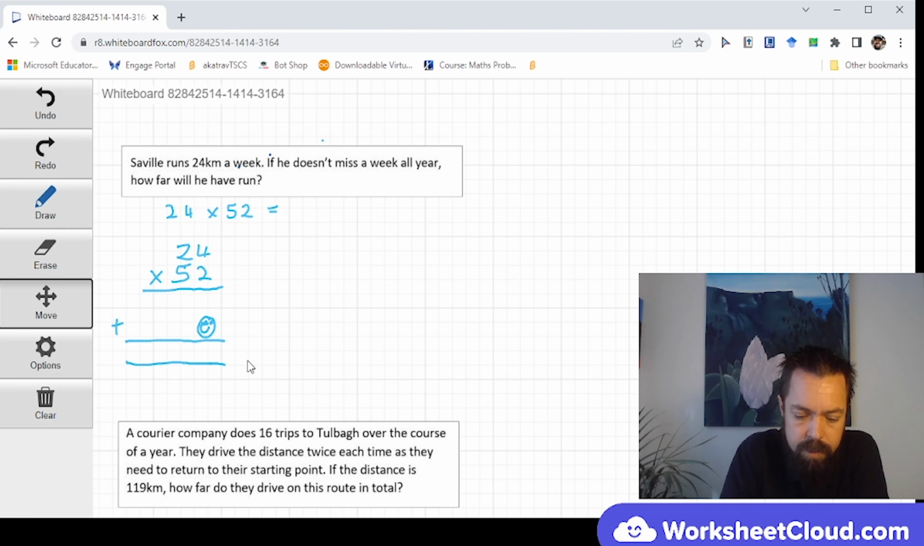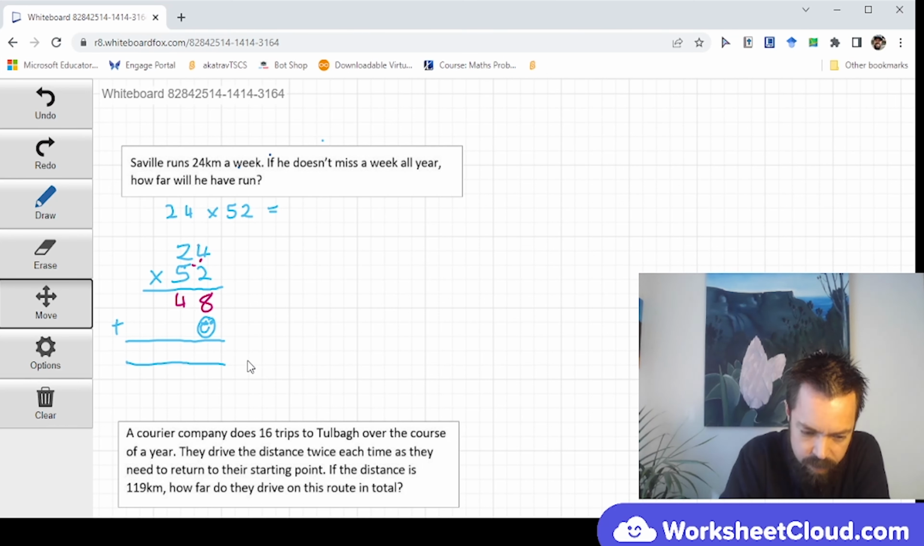All right, and 2 times 4 is 8. 2 times 2 is 4. Oh, I'm really going to have to zoom in to do this. Oh, come on. There we go. Okay, 48. Next row.